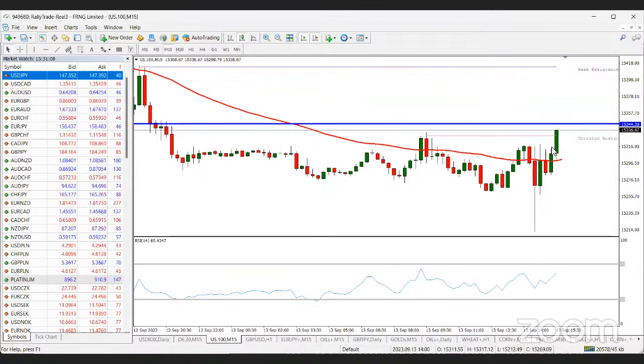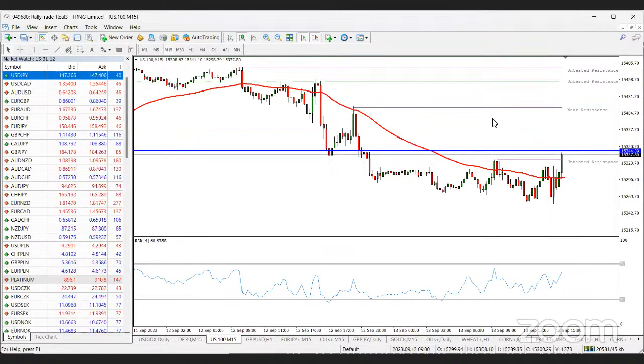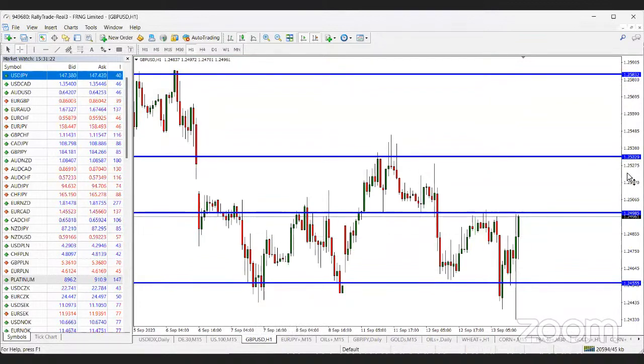So US 100, look at US 100. US 100 is currently looking bullish. Remember that we have given 15,345 for US 100. That's a place it must break, okay, a place it must break before we can actually continue that buy.